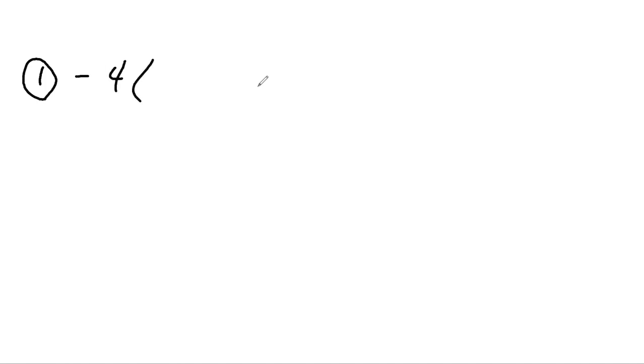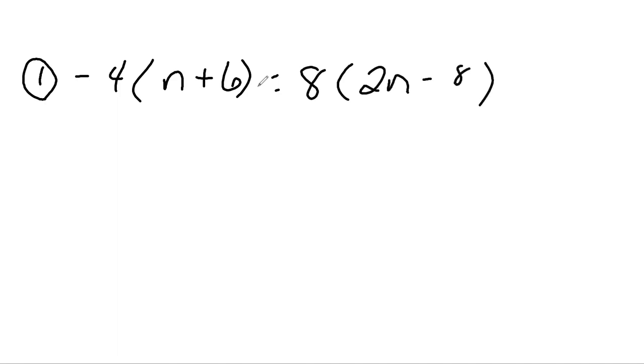-4 times n plus 6 equals 8 times 2n minus 8. All right, so the first thing I always do is I go to the equal sign and I draw a dotted line just because it helps me keep things organized. Whenever you have a number outside the parentheses like this, you have to multiply. It's called the distributive property.